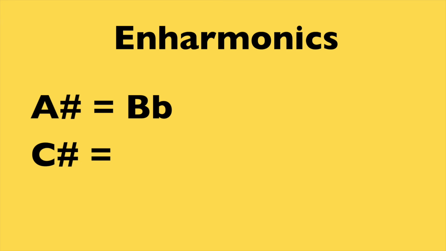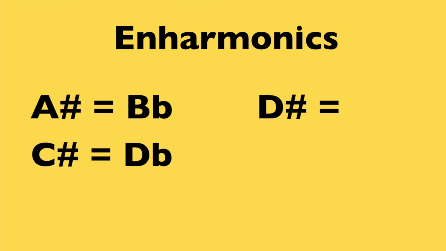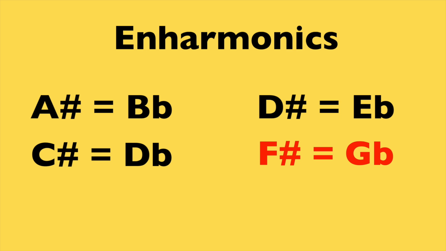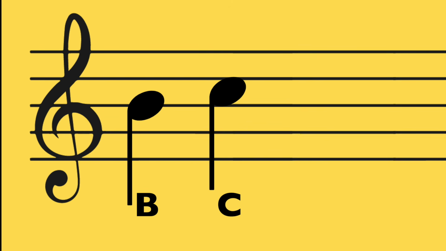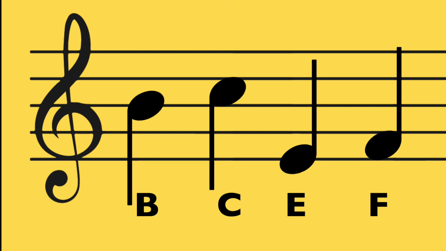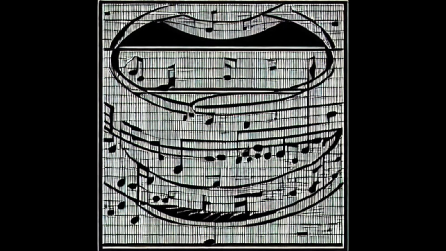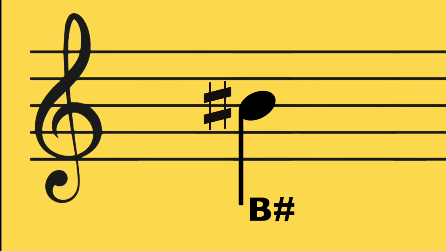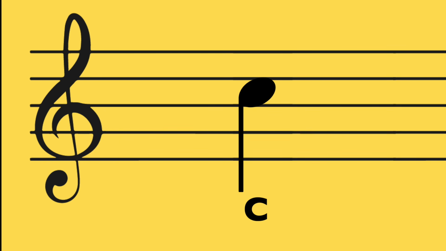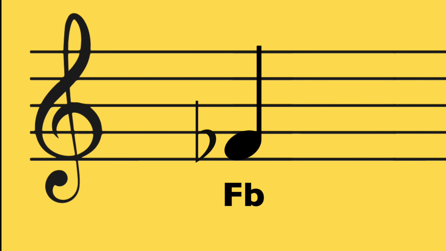C sharp is enharmonic to D flat, D sharp is enharmonic to E flat, F sharp is enharmonic to G flat, and G sharp is enharmonic to A flat. The only notes that do not have in-betweens are B to C and E to F. Why is this? Because that's the way it is. If you see a B sharp, it's just a C. If you see an F flat, it's just an E.